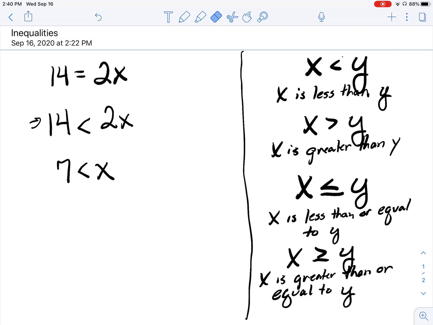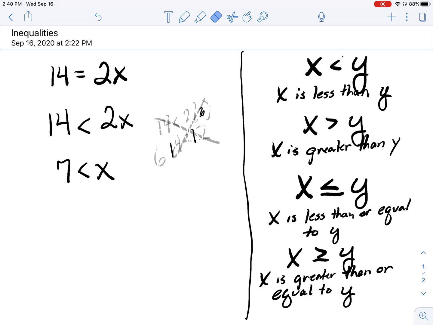What if I put in, let's say, 6? That's not greater than 7. Let's make sure that this doesn't work. So 14 is less than 2 times 6. 14 is less than 12. That does not work.